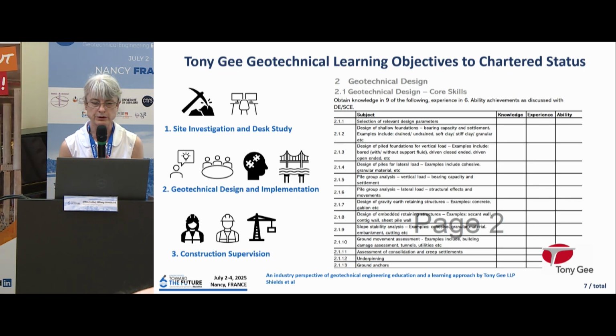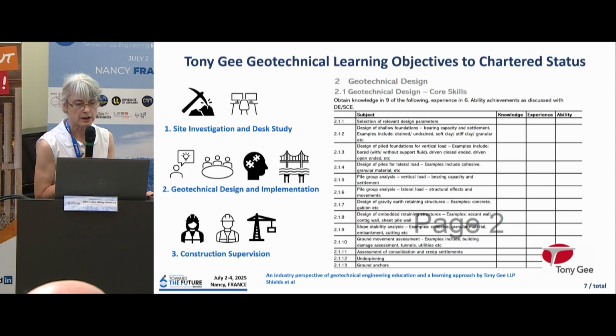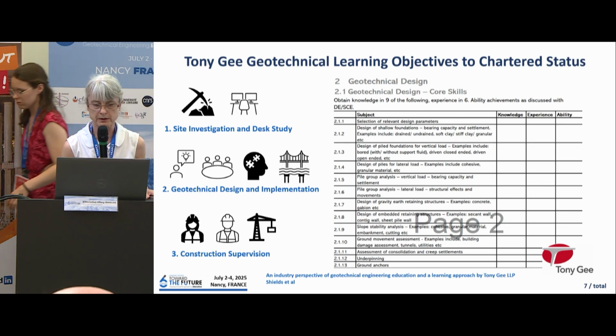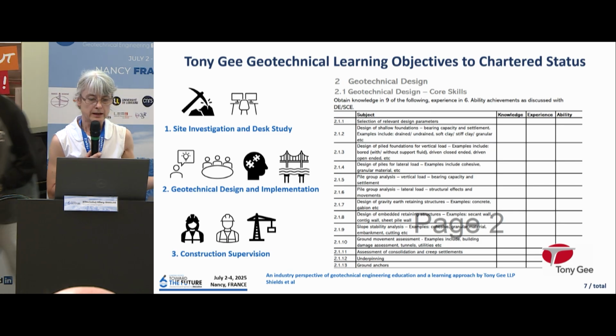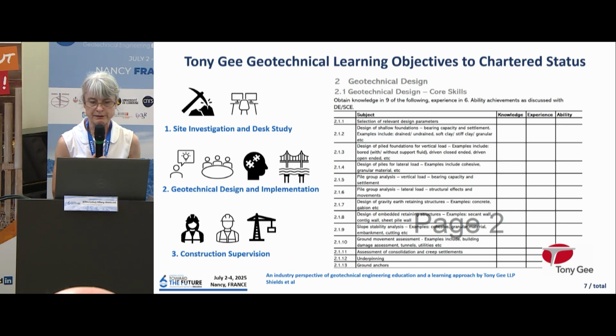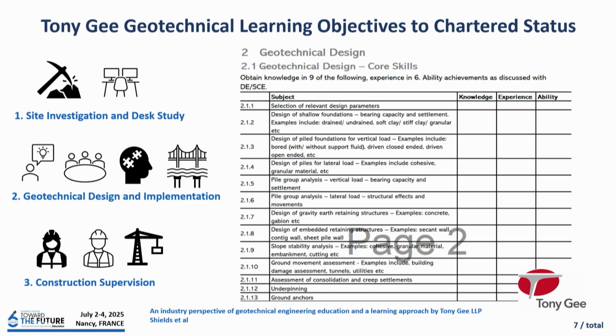So just an example of one of the areas under section 2, you can see this is under geotechnical design core skills. You can see we cover topics like shallow foundations, pile foundations, pile group analysis, gravity earth retaining structures, embedded retaining walls, and so on. And we ask them to mark off their progress through knowledge and experience and ability. And we give an idea of what sort of level of experience we would expect prior to chartership.